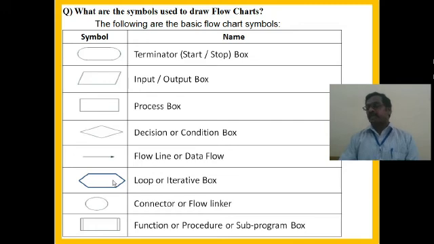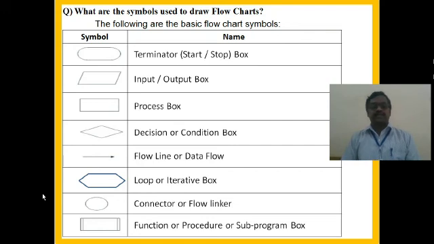loop or iterative box. It is used when a problem has repetitive steps, that is, a problem has a solution with steps repeating again and again till a condition is met or a definite number of times. And the next one is the connector or flow linker. This links the flowchart mostly on the same page. Connectors can also be numbered in order to allow movement from one page to another. And the last box is called the function or procedure or subprogram box. This can be labeled with the function, procedure or subprogram name. Every subprogram ends with a terminator box.